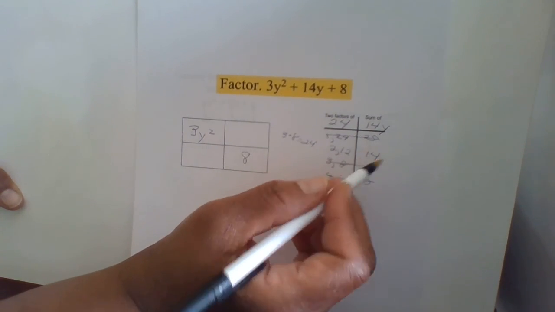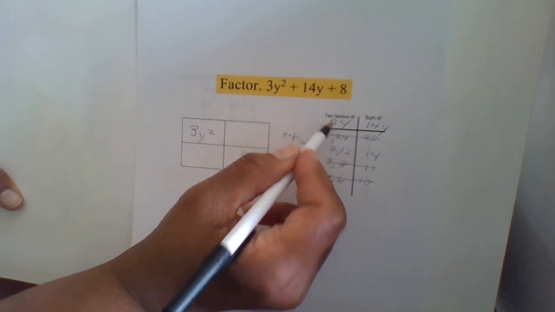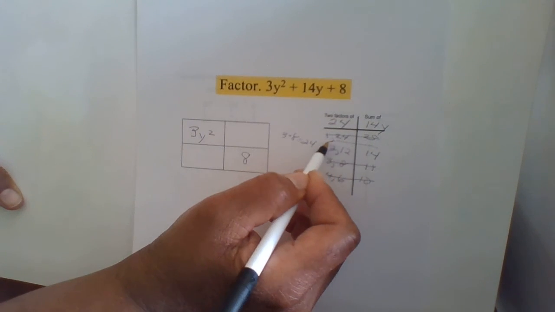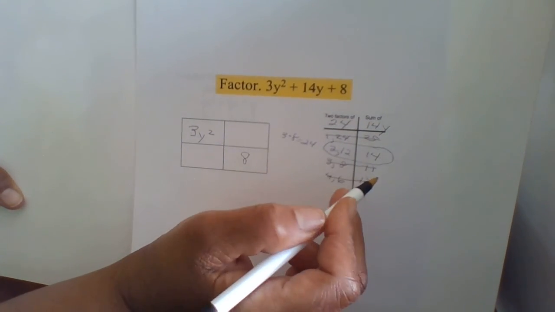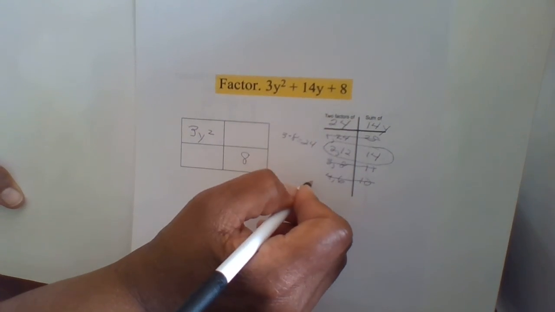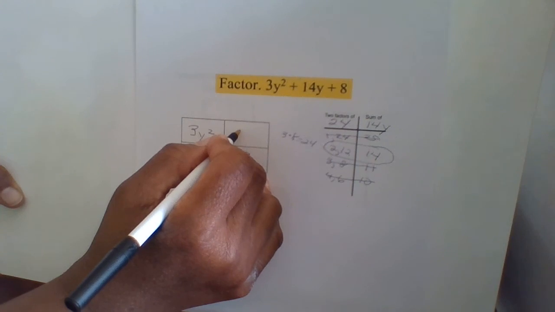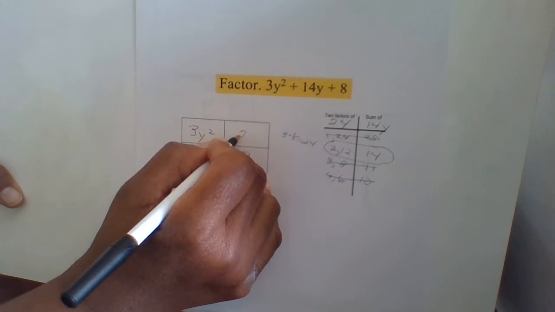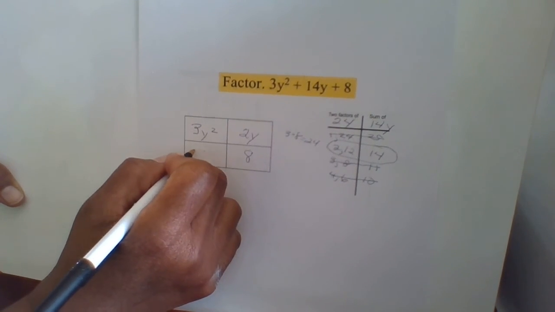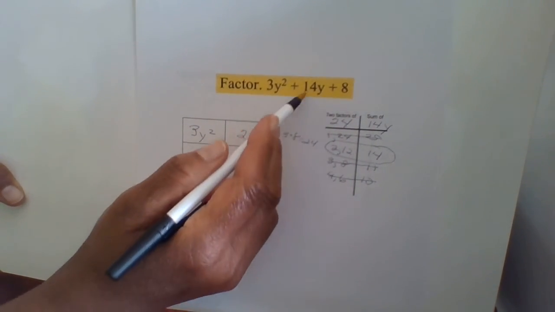And if you notice, the only 2 factors that I can multiply to give me 24 and add to give me 14 is the 2 and the 12. So I'm going to replace that 2 in the top right hand corner, but I'm going to put a y right behind it. So that's 2y. And then 12 will become 12y. 2y plus 12y is 14y.